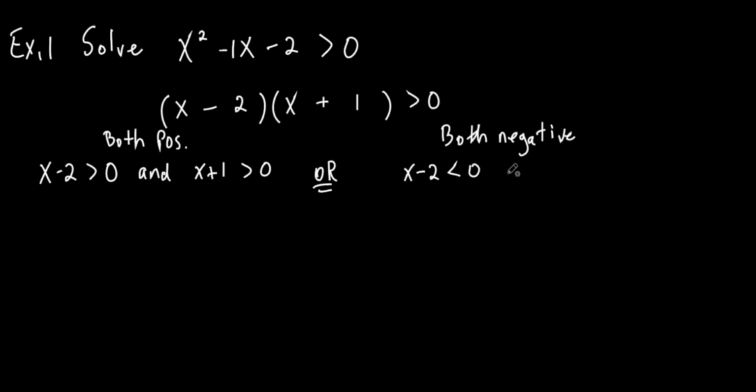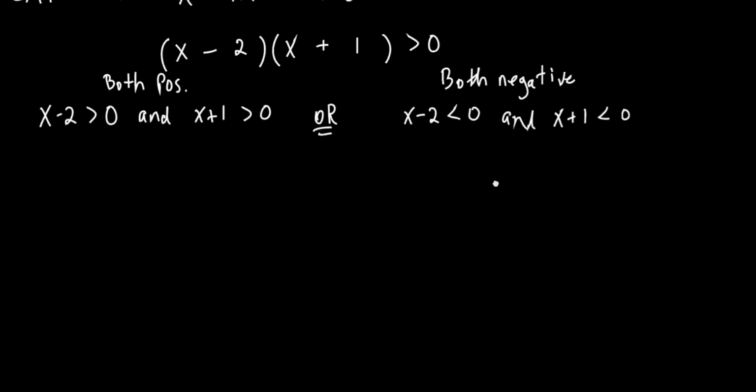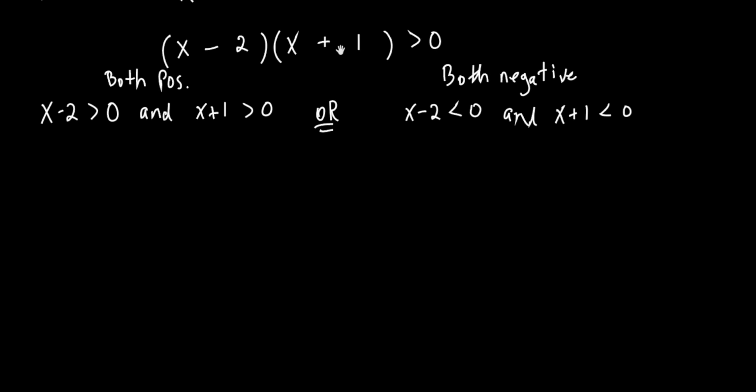So watch. X minus 2 has got to be negative, and x plus 1 could also be negative, right? Because of this stuff right here. So it says if PQ is greater than 0, there's my P, there's my Q. Is it greater than 0? Yeah. So they've got to have the same signs. So this has to be positive and this has to be positive, or this is negative and this is negative. And that's what we just did right there.